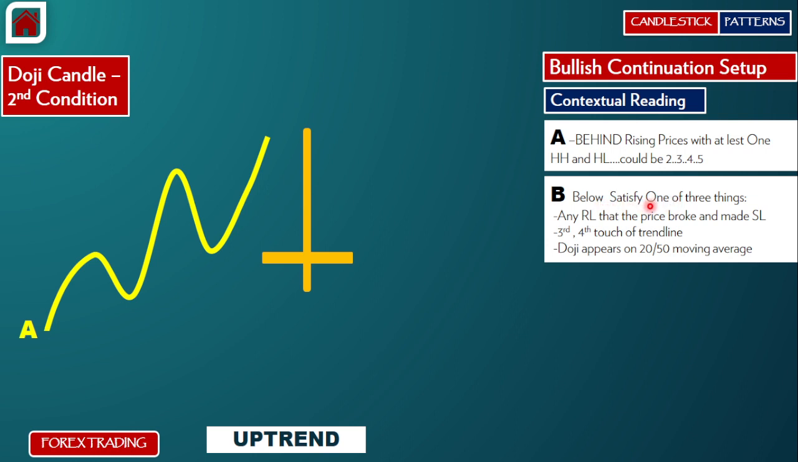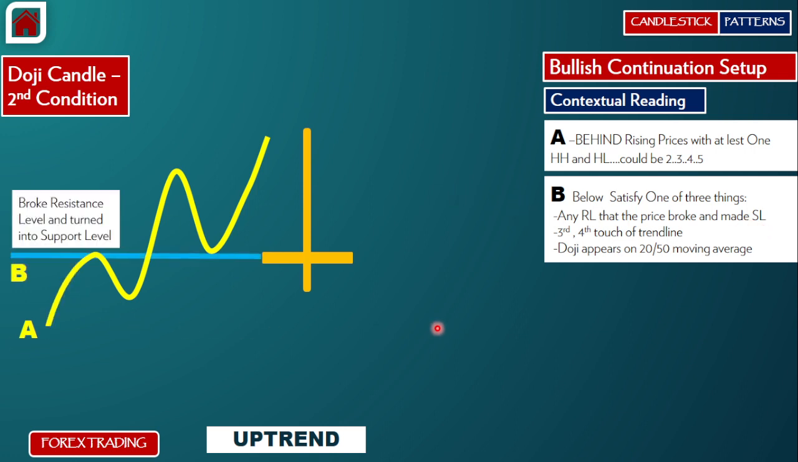So it must satisfy one of three things: any resistance level that the price broke and made SL. RL means resistance level and SL means support level. So any resistance level that the price broke and made SL. So what does that mean? So okay, you see this price. So let's see this one.